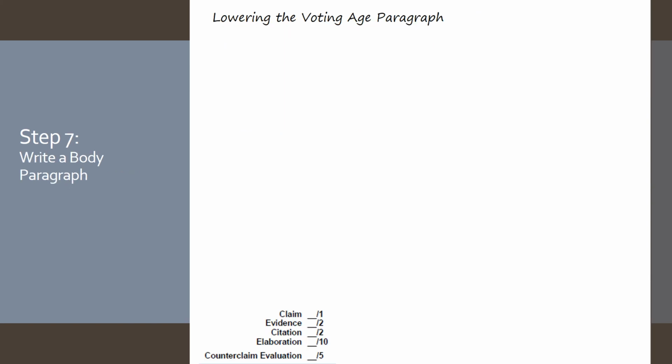CC, or at least I'm looking for CC when I grade it. I'm looking to see that you have the claim. What is the reason why you think the voting age should or shouldn't be lowered in this body paragraph? So give me that reason. I'm looking that you provide evidence, 1 from each source. So there's 2 points for evidence. I need to see 1 from each source.